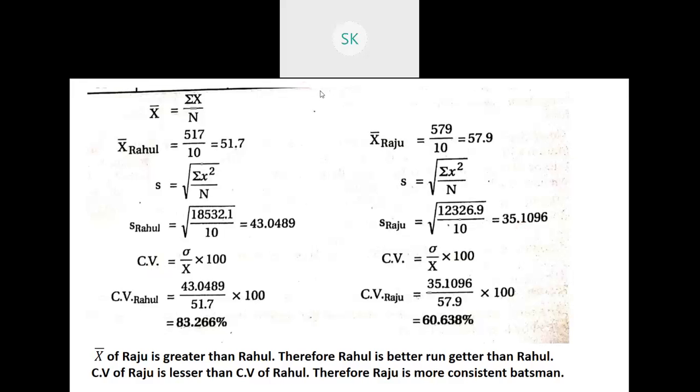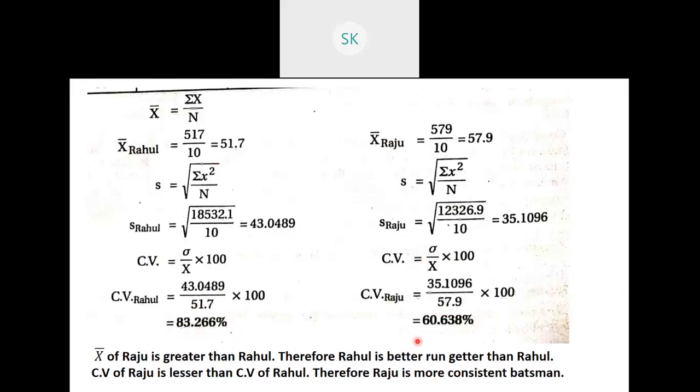Then we went on to solve the coefficient of variation. For coefficient of variation, we already have the data with us: standard deviation by arithmetic mean, that is sigma by X bar, into 100. We applied these numbers: 43.0489 by 51.7, the arithmetic mean above, into 100, which gives 83.266%. CV is always in percent. Similarly, for Raju it is 60.638.